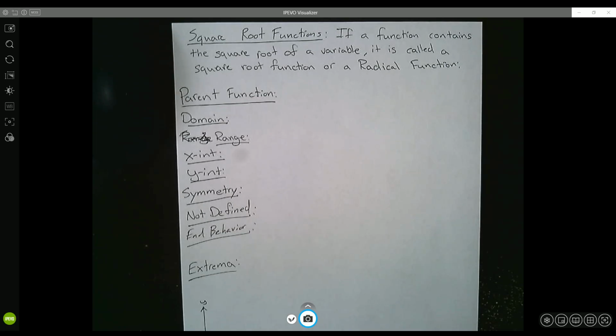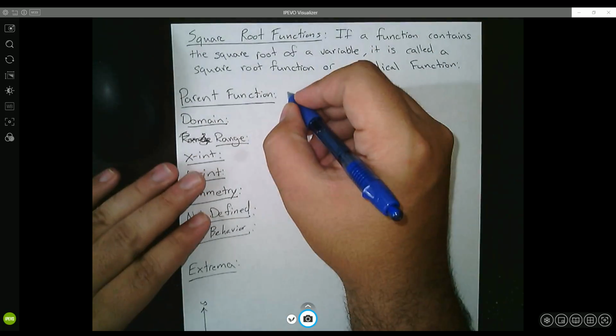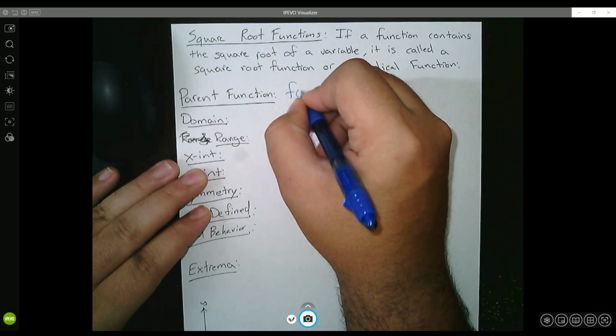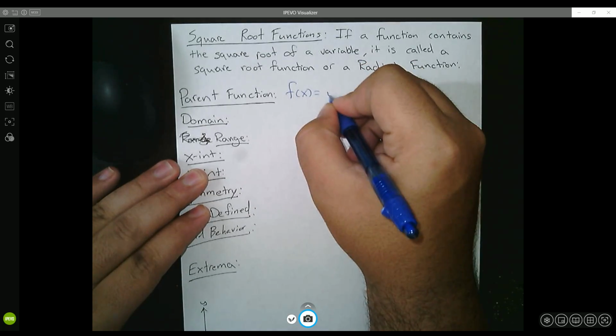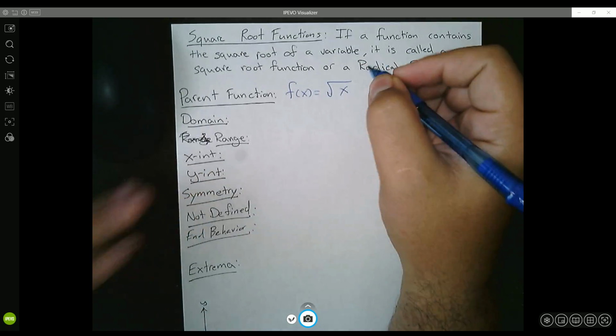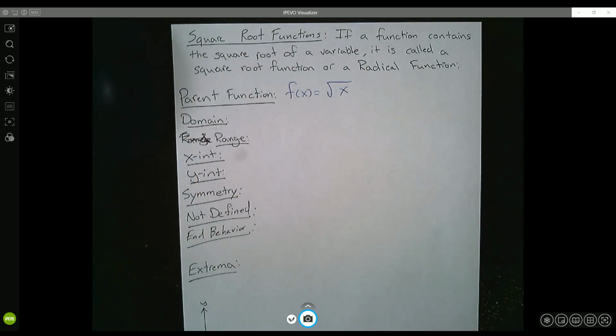So for today, we're going to be talking about square root functions. So let's get into it. For square root functions, just a general definition: if a function contains a square root of a variable, it's called a square root function or a radical function. Now, typically, that'll look something like this: f of x is equal to the square root of x. And that's the typical square root function.